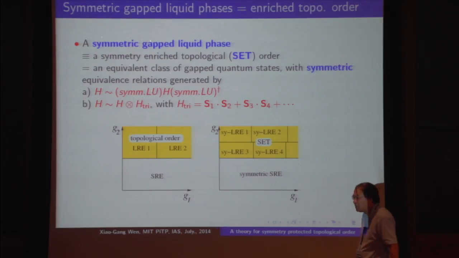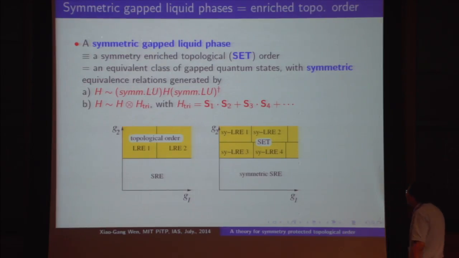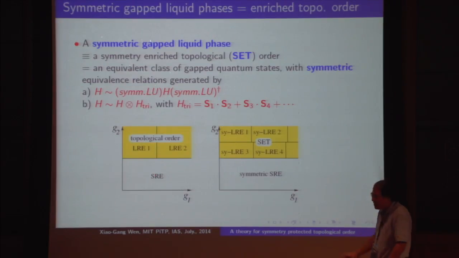Why didn't the short-range entanglement break? Yeah. So naively, one would say the short-range entangled states are product states. It's pretty trivial. And when you add the symmetry, you just have a symmetric short-range entangled state, and that's it.